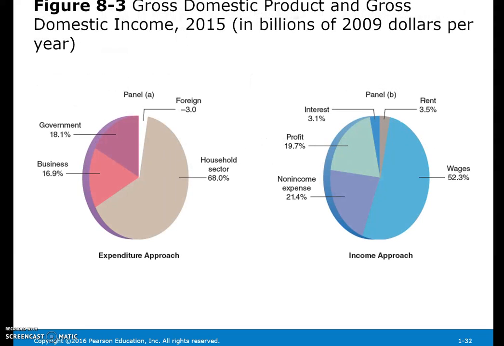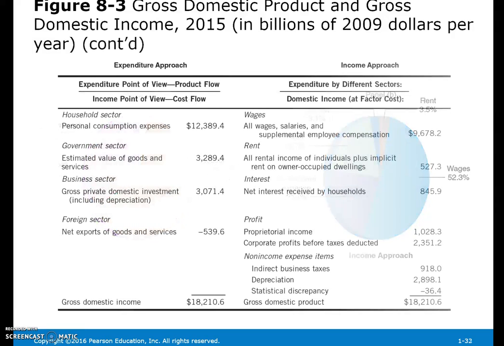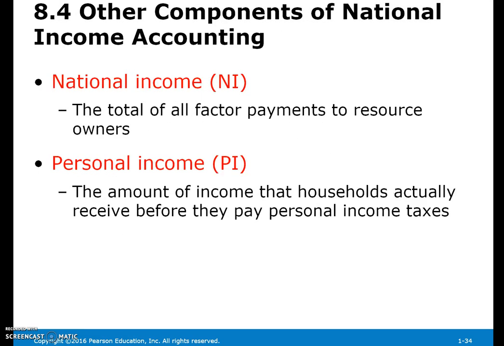And here's a nice different sort of graph, or pie chart, excuse me, about the income approach and the expenditure approach. And here's kind of a breakdown of the pie chart. And you'll notice that the gross domestic product and gross domestic income are equivalent. It kind of comes back to that circular flow argument.